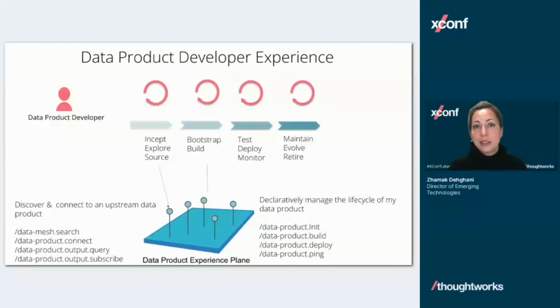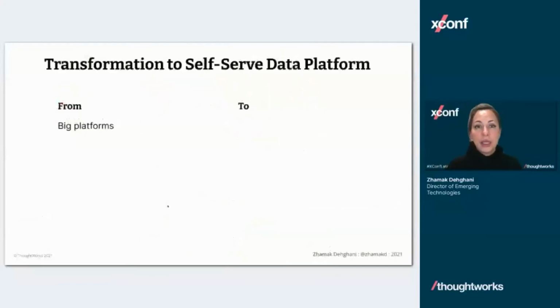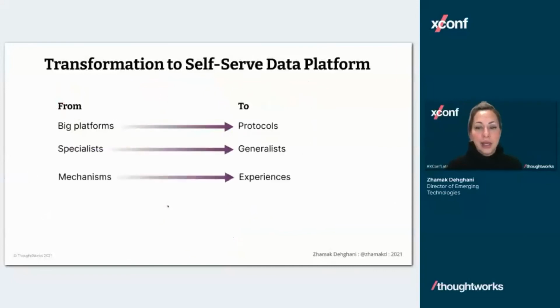So the change between the platforms that we have today and the platforms of the future, if I want to pick one of these, is that we need to satisfy cross-functional teams. We don't need to just satisfy specialists. We need to satisfy the needs of our generalist technologists to be able to scale, to really have data-driven solutions. And instead of thinking about mechanisms, think about experiences that we need to empower.